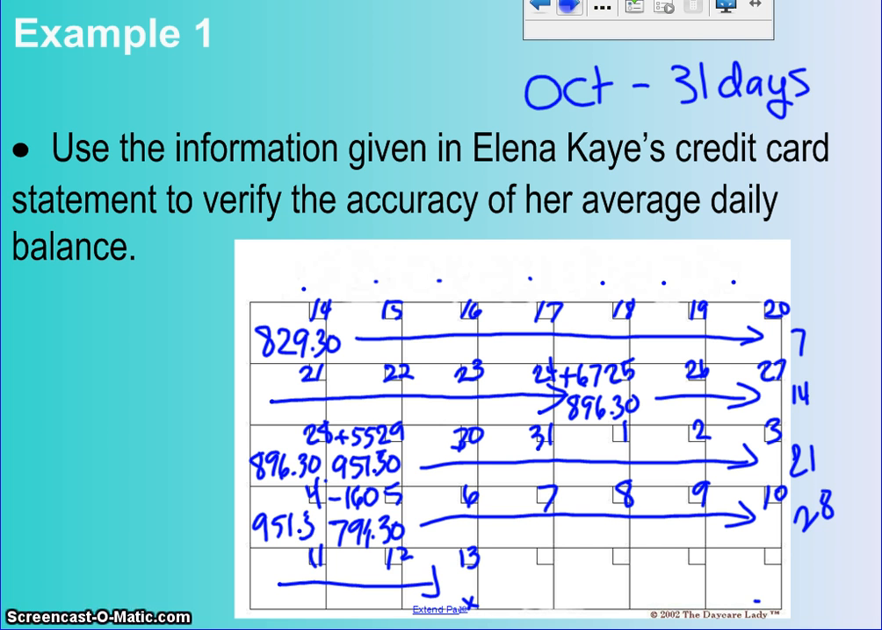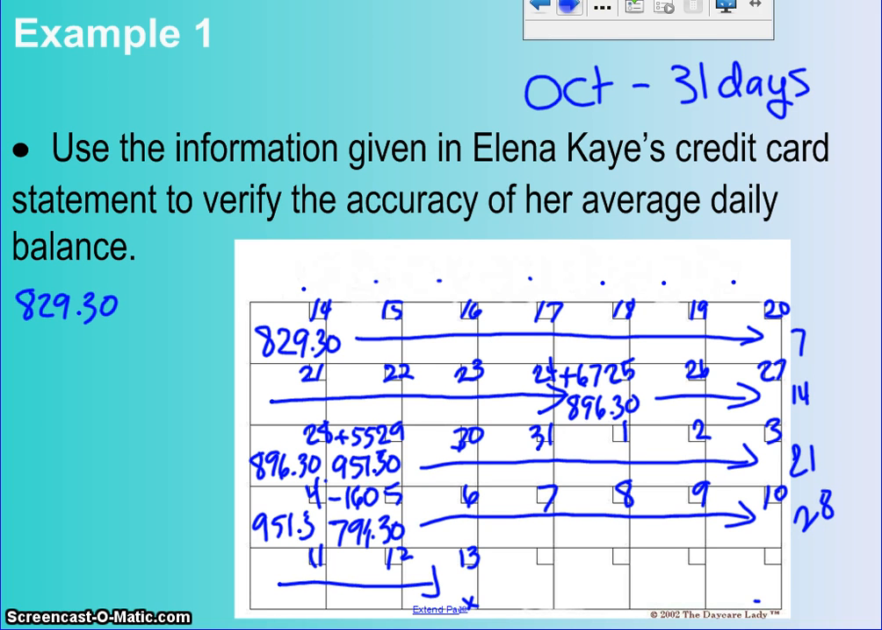Now, in order to find the average daily balance, we're now going to count out the days. And you'll remember from the previous lesson, we've already calculated average daily balance before, but the number of days was given to us. Here we're actually going through it to see how many days there were. So the first amount was the $829.30.